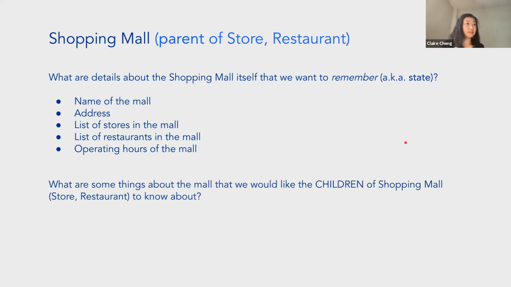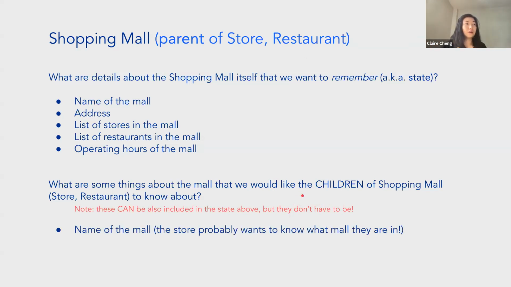So now, what are some things about the mall that we would want the children of the shopping mall, which remember are store and restaurant, to know? Feel free to drop your ideas in the chat. These are things you might want to pass down as props. Yeah, a lot of people are saying opening hours, which is pretty important, because you don't want the store to be open when the mall is closed. Oh yeah, these can also be included in the state above, but they don't have to be. They can be information you're calculating within the component. We want to know the name of the mall because the store wants to know what mall they're in.